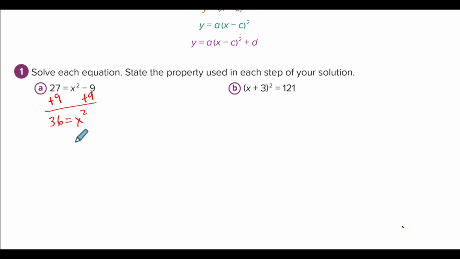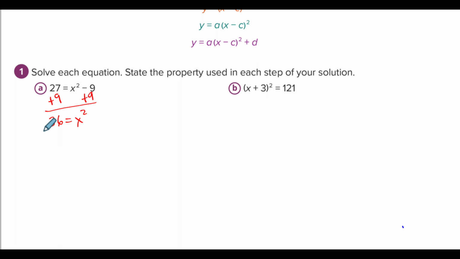Because anytime you square a number, you get a positive. So we squared something and we got a positive 36. We didn't know if that was negative or positive before we squared it. Could have been negative 6, really. I mean, we're looking at this, we know it's 6, right? It's either 6 squared or negative 6 squared.